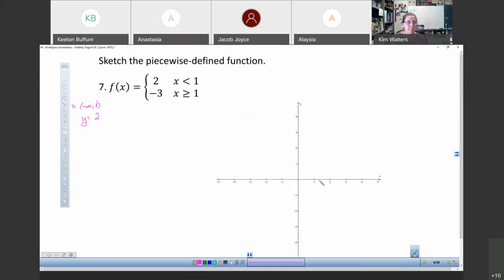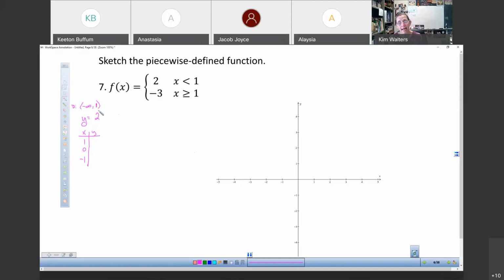Okay, so that means everything that's to the left of 1 is going to work with this function. Now, you can do a table of values, and I might suggest that to you. So x and y, all right? But I only want to select x values that are less than 1, remember? So I'm going to do 1, I'm going to do 0, and I'm going to do -1. I'm going to do these three x values, right?